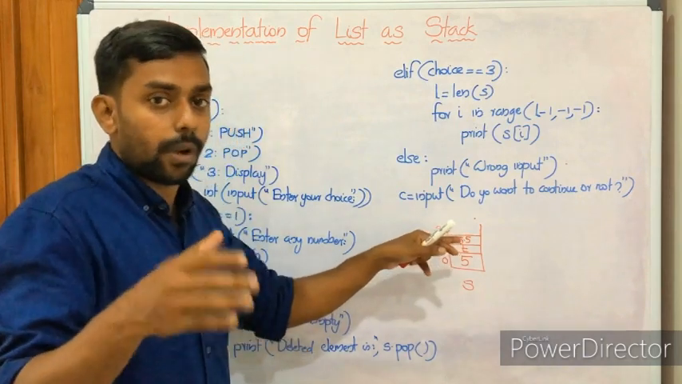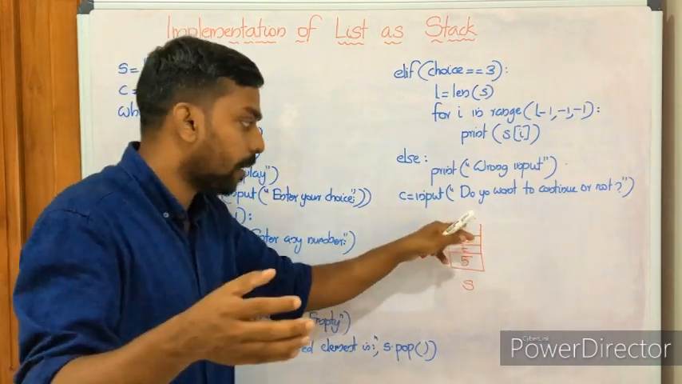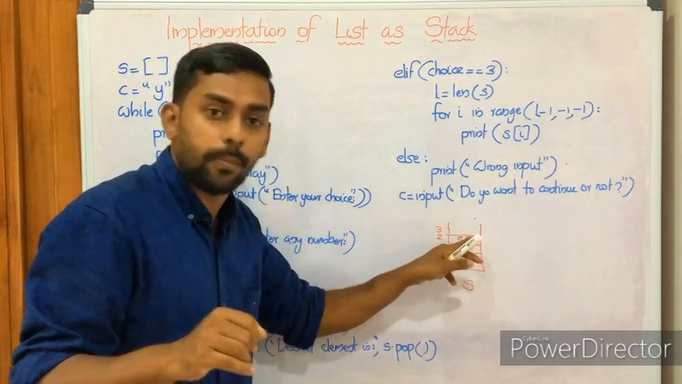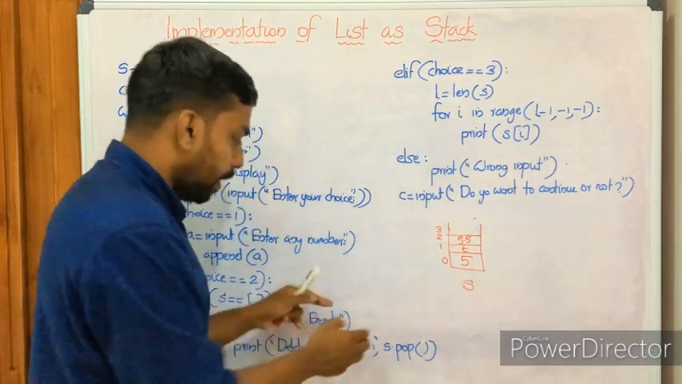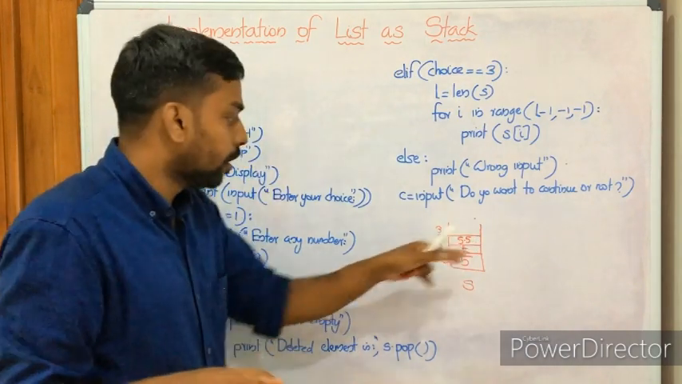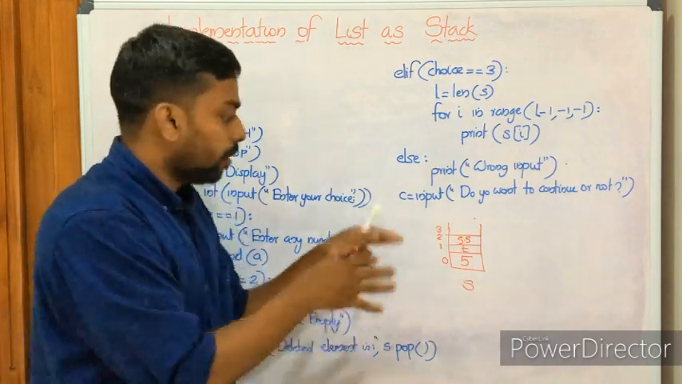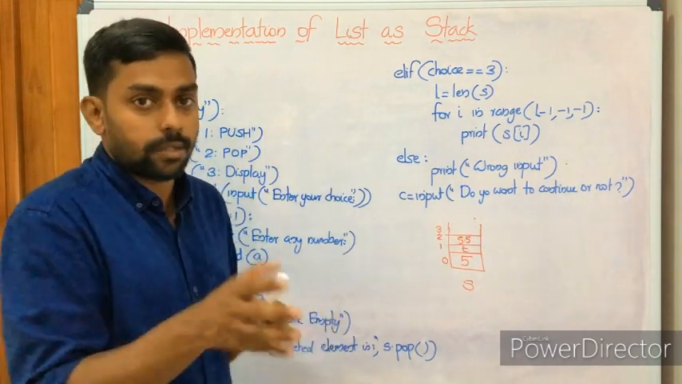Okay, it follows LIFO, last in first out structure. Just after deleting the topmost element, top points to 5.5. Then again suppose the value of choice is 2, what happens? It will delete 5.5. Then next, 5. That's the order.